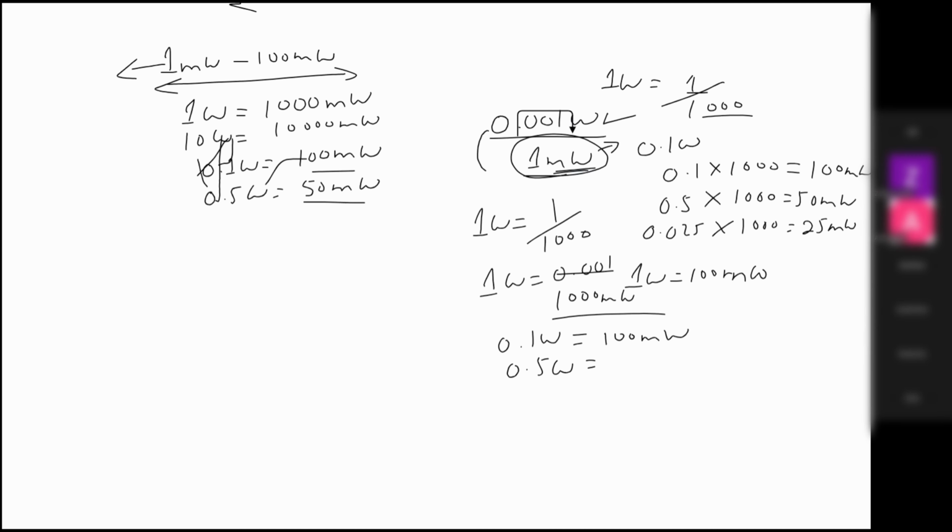I hope it is clear till this point. Do you want me to repeat, or is it clear till this point? Conversion from watt to milliwatt. What is the logic for conversion? Is it clear?